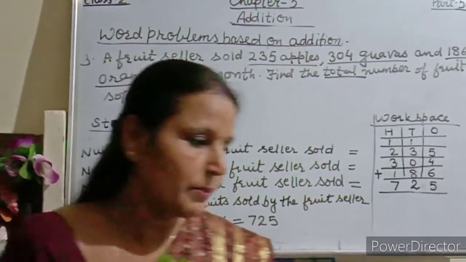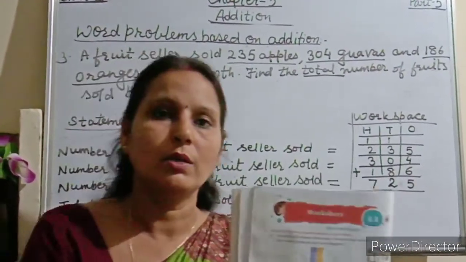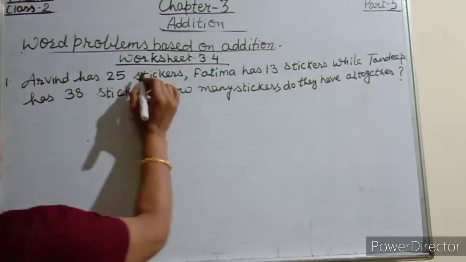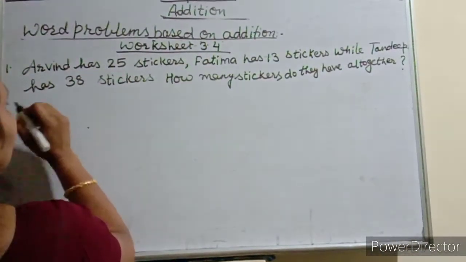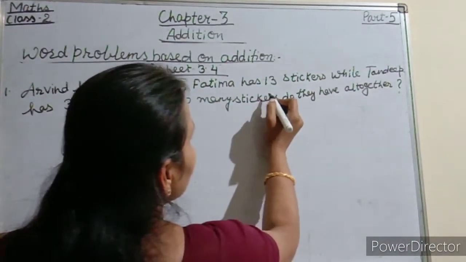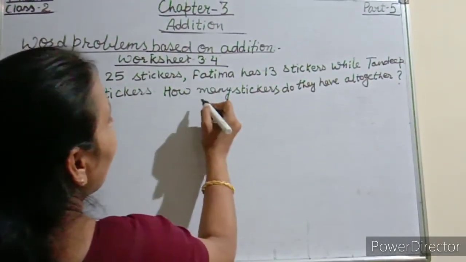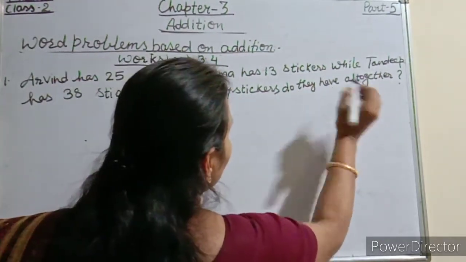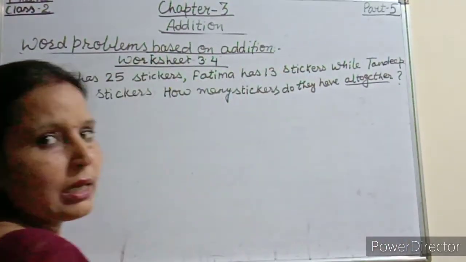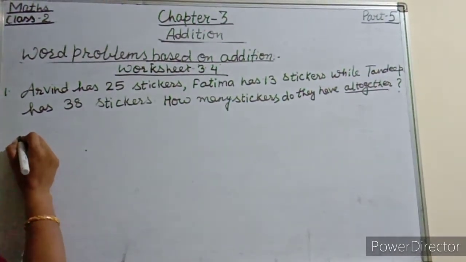No? So I am giving you two word problems from your application book. So start students. Worksheet 3.4, question number 1. Arvind has 25 stickers. Fatima has 13 stickers, while Tanvi has 38 stickers. How many stickers do they have all together? See, here it is written all together. So what we have to do? Yes, again we have to add. So start students. What you will write first?